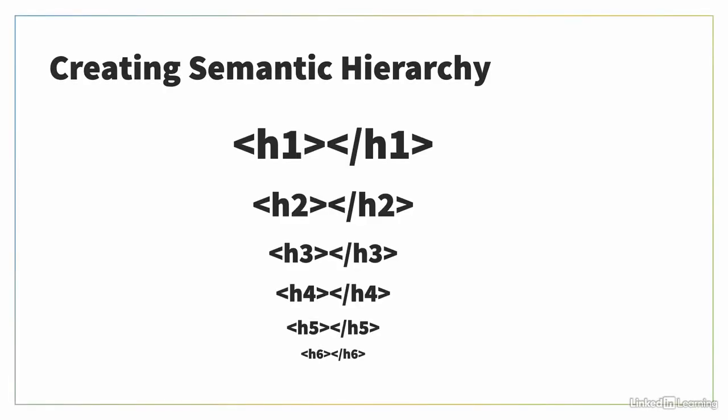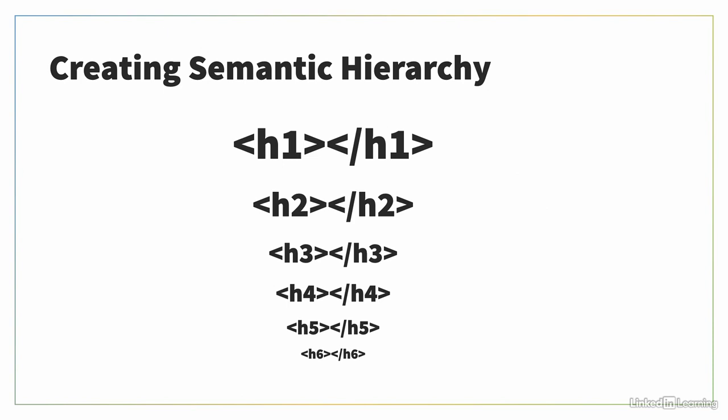When working with text content, there are several HTML elements you can use to create a semantic hierarchy. First, we have HTML section heading elements. There are 6 levels of headings which range from H1 to H6, with H1 being the highest or most important level, and H6 being the lowest or least important level.